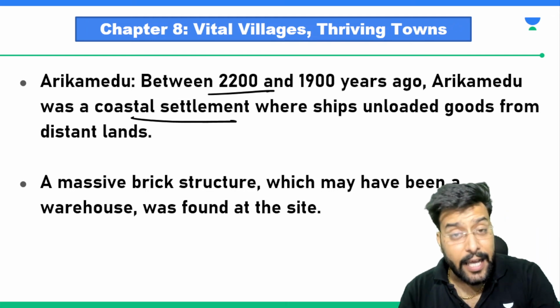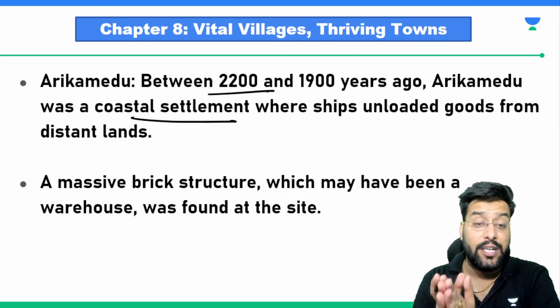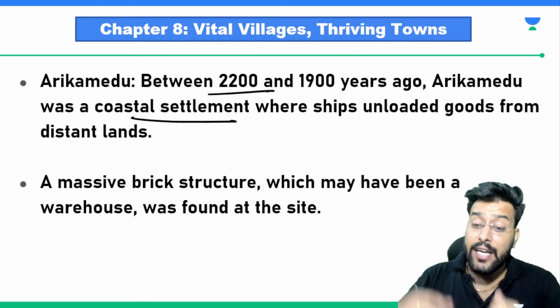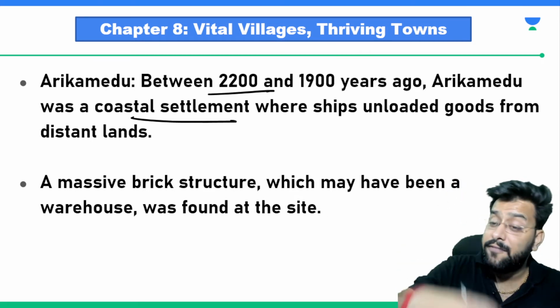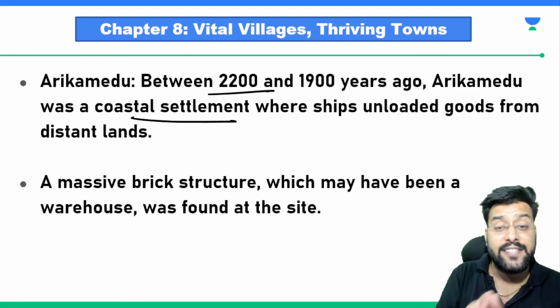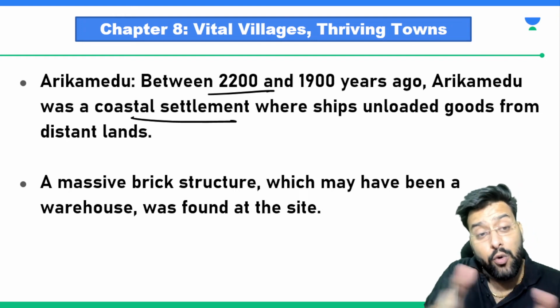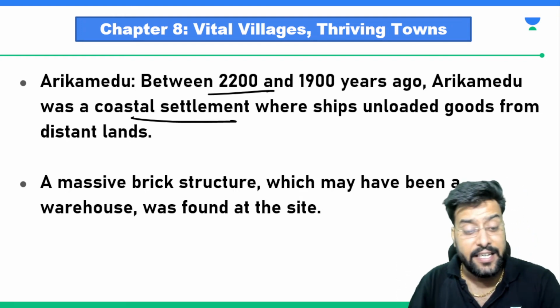So by this time, people from different parts of the world started sailing from one part to another. They were taking the help of sea routes. They were traveling through the sea, and whenever they reached a coastal town, Arikamedu was one such important coastal town, the present day UT of Puducherry, where these people used to unload goods that were coming from distant areas.